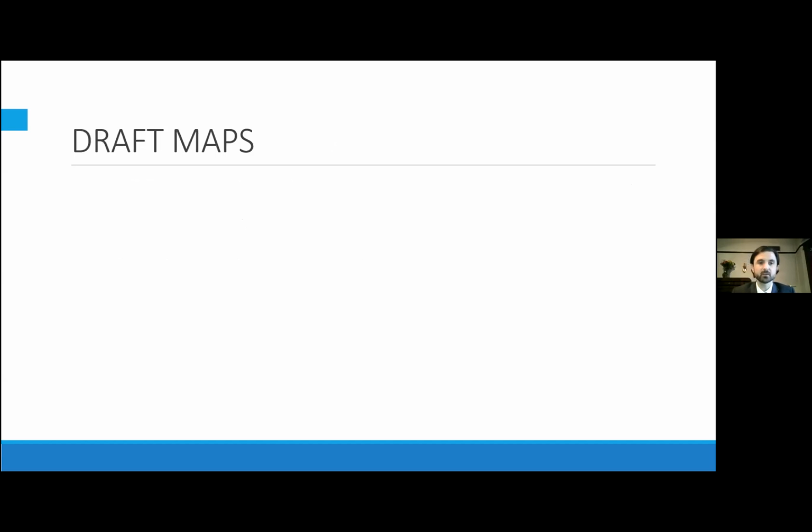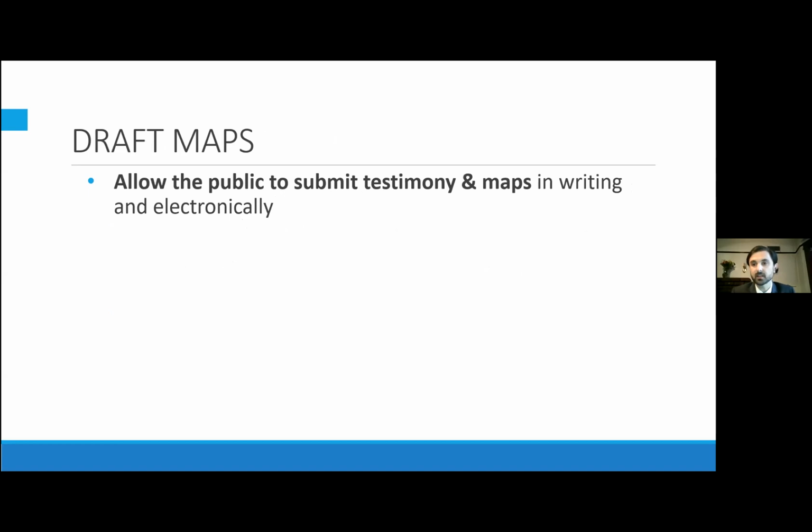In terms of your draft maps, just recall that the law does specify that the public has to have the ability to submit testimony and draft maps in writing and electronically. It would probably make sense on your website to have an email address or web form where that can be done. And do keep in mind that the public can submit draft maps to you at any time. So the restriction on releasing draft maps only applies to the city and county, not the public. And that's because the goal is for the public to provide you with their suggestions before you develop your own.